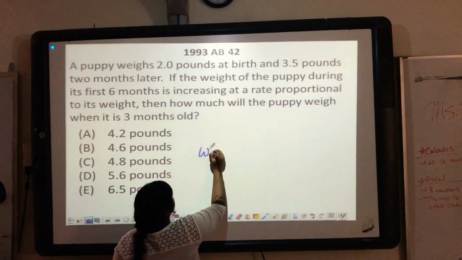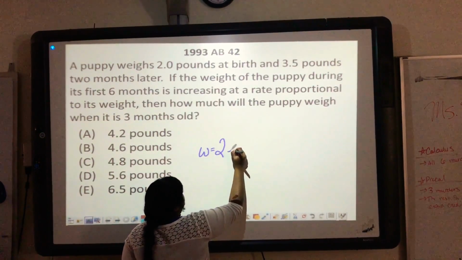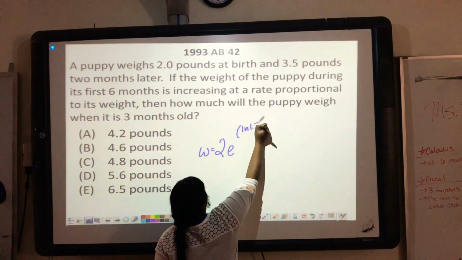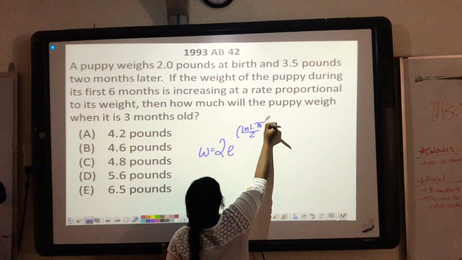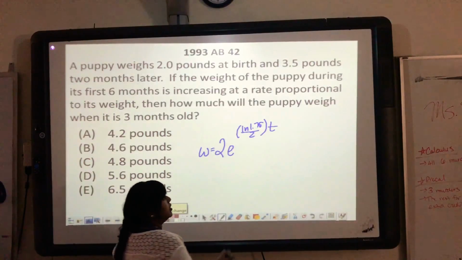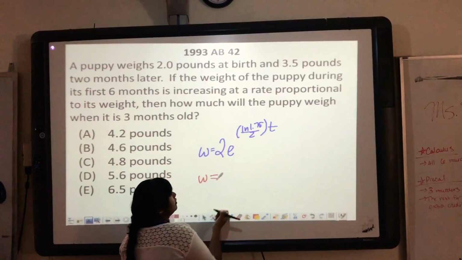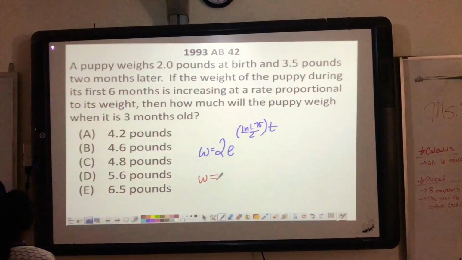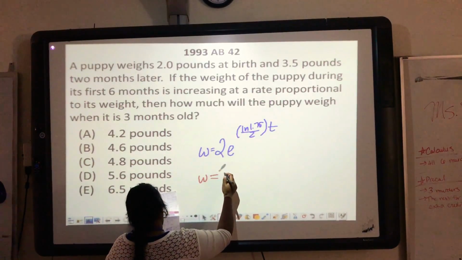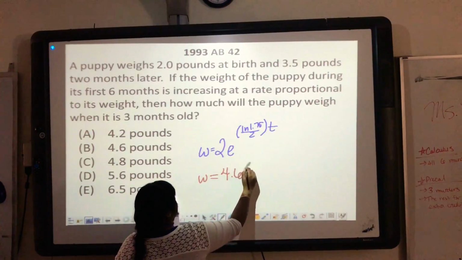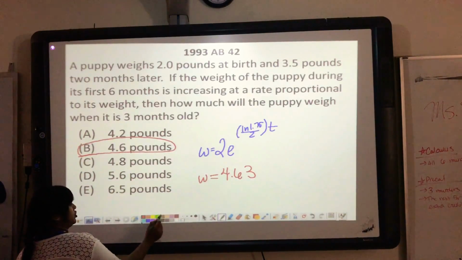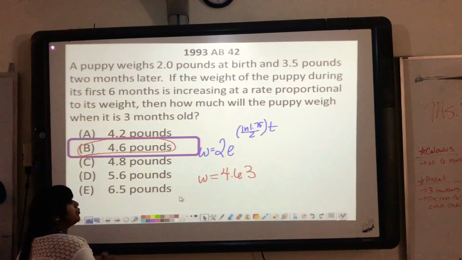So this is actually saying W is equal to 2e, and my k was what? ln of 1.75 over 2 times t, and we're going to plug in t equals 3. This was a calculator allowed question, so you do that into a calculator. You plug in t equals 3, and you get approximately 4.63. I looked at my answers, and there it is. And let's just see if we were correct, and we were.